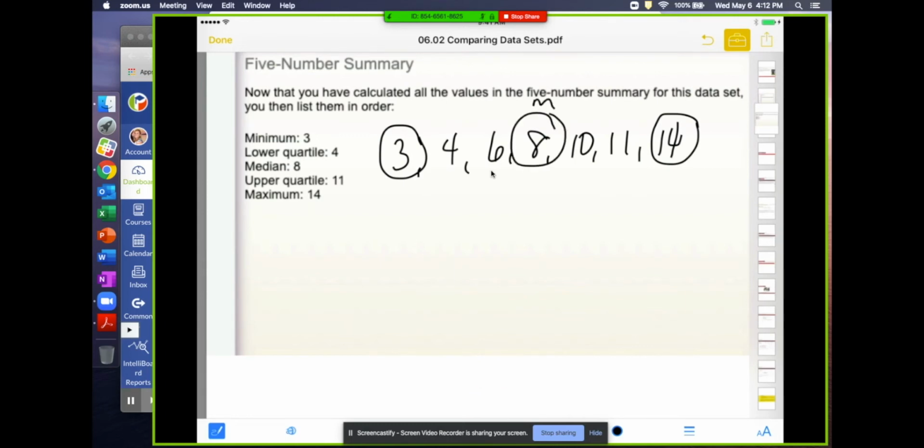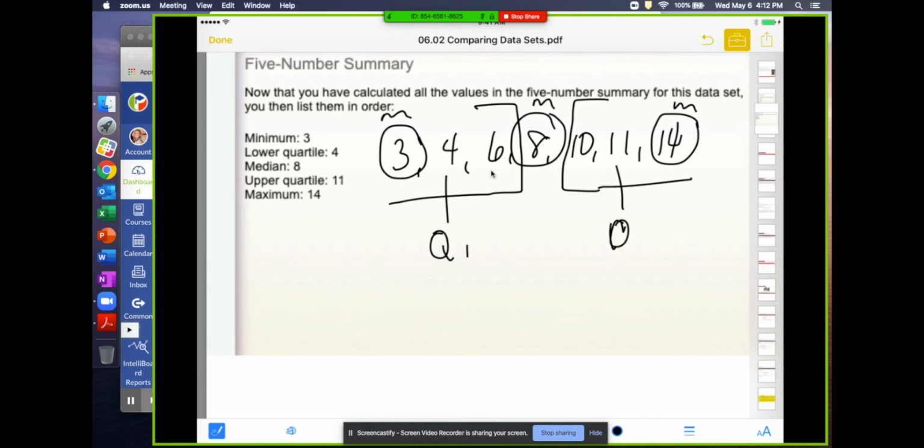Now for the lower quartile or Q1, we do not want to include the median, so I'm going to create these lines to split the data, and the middle of that data is my Q1. In between 3 to 6 is 4. If I do the same on the other half, the median of that data is going to be my upper quartile or Q3, and that's my 5-number summary.